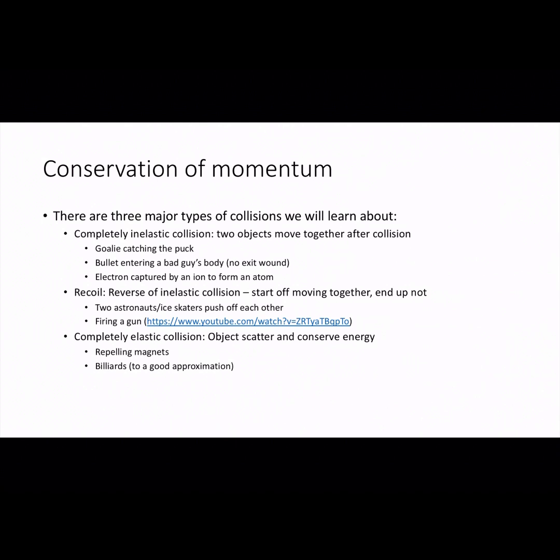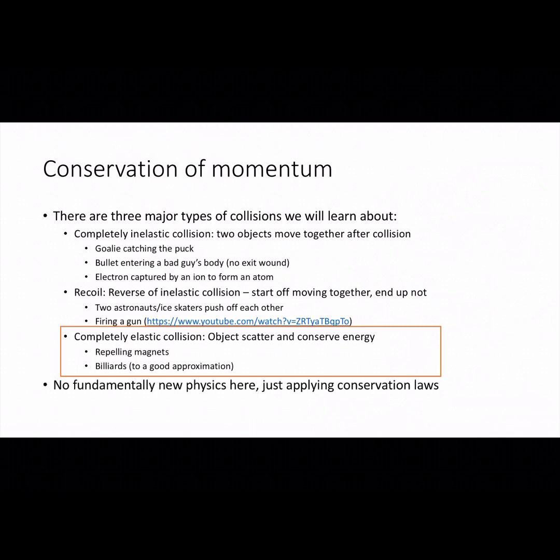And today we're going to talk about the last one, which is the completely elastic collision. That is a case where objects scatter while also conserving energy. A couple of examples of this are magnets: if you have repulsive magnets, they will scatter without costing energy. Springs, billiard balls, things like that. And the thing to remember about completely elastic collisions is that it's not new physics. You've learned everything you need to know about conservation of energy and conservation of momentum. The important thing now is figuring out how to apply those conservation laws in practice.